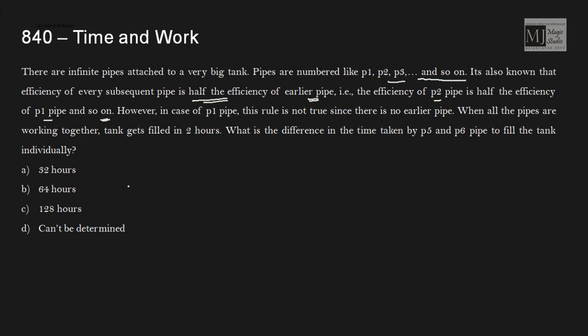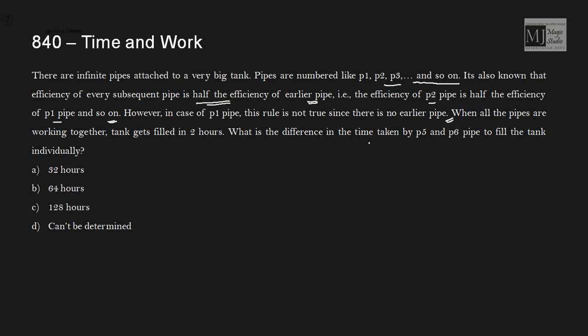If efficiency is getting half, that means time required by the subsequent pipe will get doubled. However, in case of P1 pipe, this rule is not true since there is no earlier pipe, obviously. When all the pipes are working together, tank gets filled in 2 hours. What is the difference in the time taken by P5 and P6 pipe to fill the tank individually?